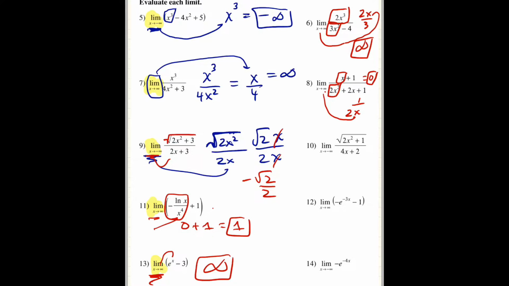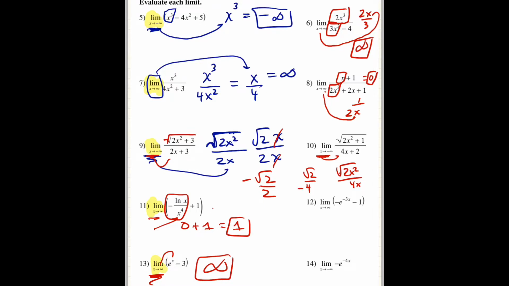You're going to sort of have the same idea here. The highest on top is radical 2 x squared. The highest on the bottom is 4x. The coefficients are actually radical 2 over 4 because the square root of x squared is just x, and then they match, so they just cancel each other out. But once again, it's negative infinity, so it's really like a negative.